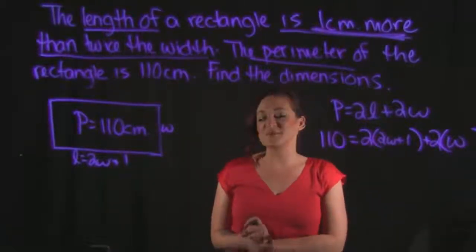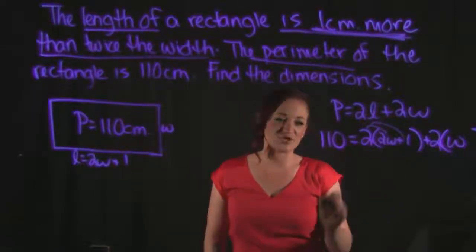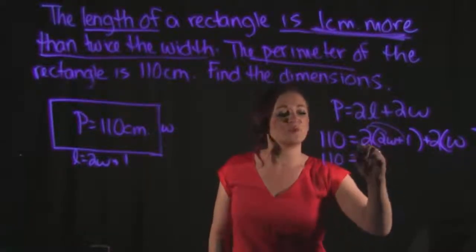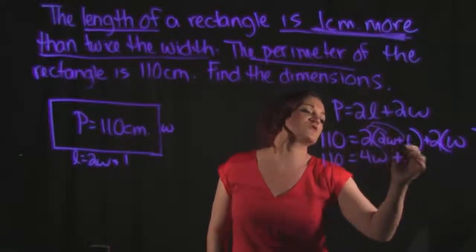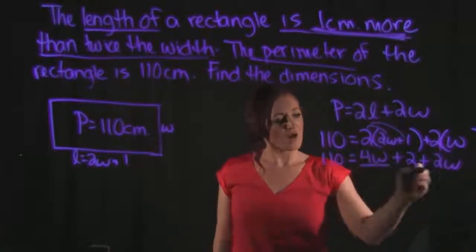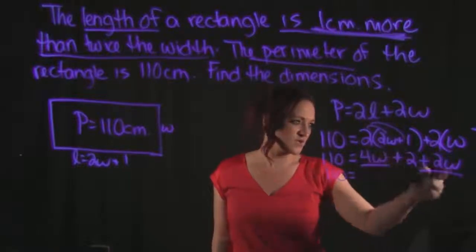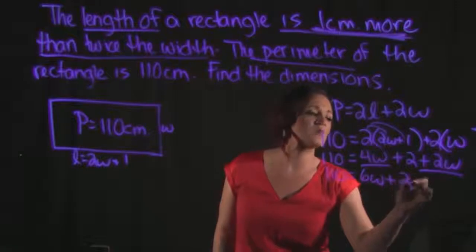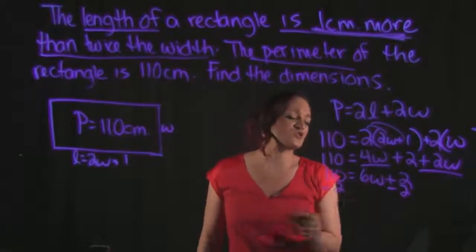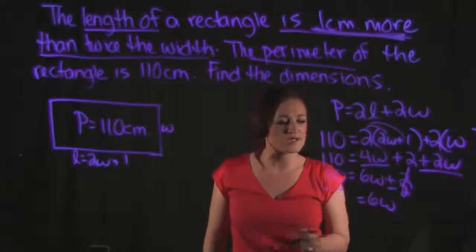So this is the formula that we need to simplify and solve. Starting with distributing. Remember, if you have parentheses, you always start there. So I'm going to drop down the 110, distributing that 2 times 2W gives us 4W, plus 2 times 1 is a 2, and drop down the 2W hanging back over here. Our next step would be to combine like terms. So again, I'm going to drop down the 110. When I combine like terms, 4W plus 2W is 6W, and drop down the 2. Since the variable is sitting on the right-hand side, I'm going to subtract that 2 from both sides, giving me 6W on the right-hand side.